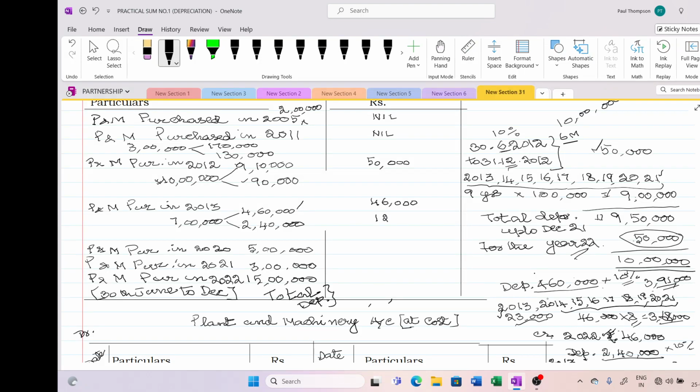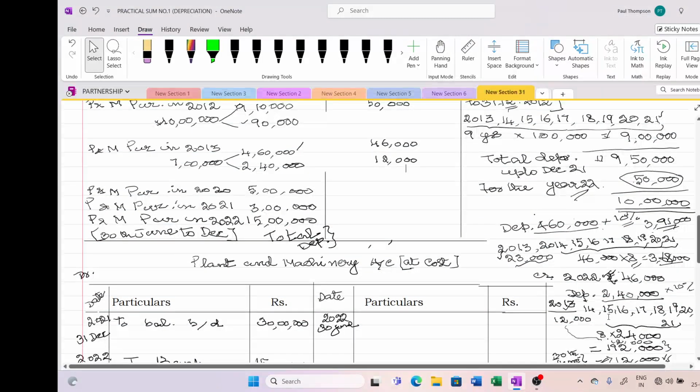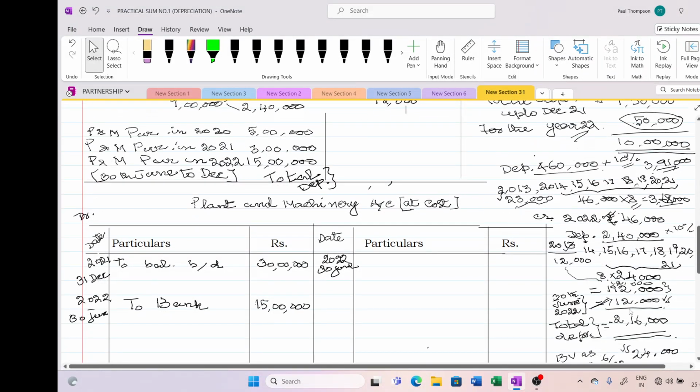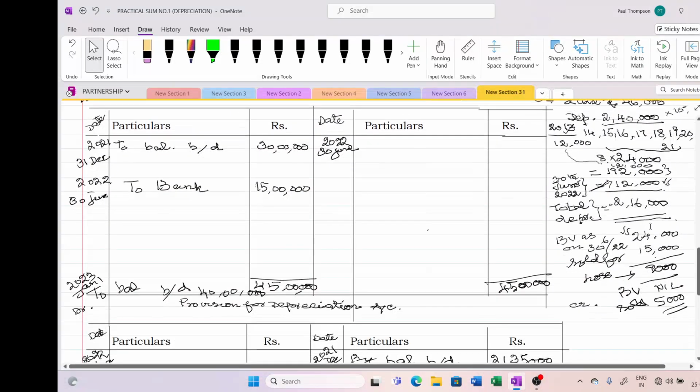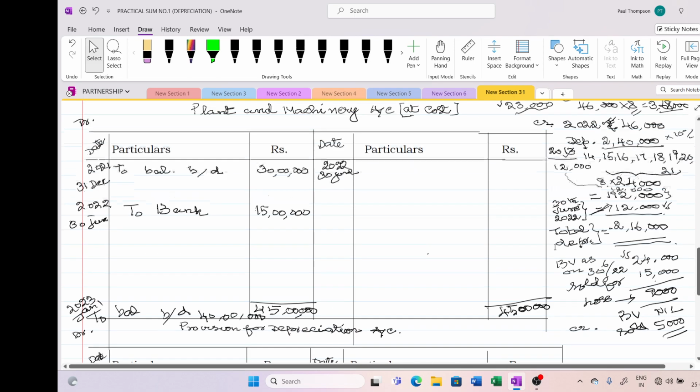And here I wanted to tell you one more thing. The total depreciation is 2,16,000. After 2,40,000, the machine is left out, book value is 24,000. This machine is sold for 15,000. So there is a loss of 9,000. This we have to book it to P&L account.